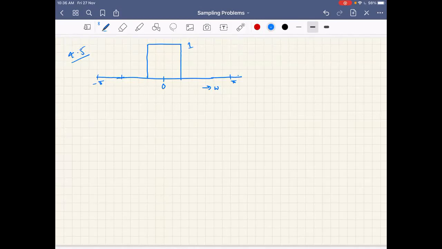What do we mean? It's a low pass filter. You agree, right? This H of e power j omega is a low pass filter, and its cutoff frequency is pi by 8.